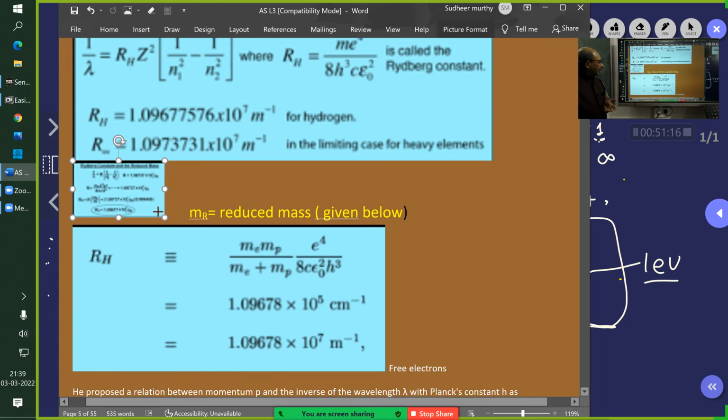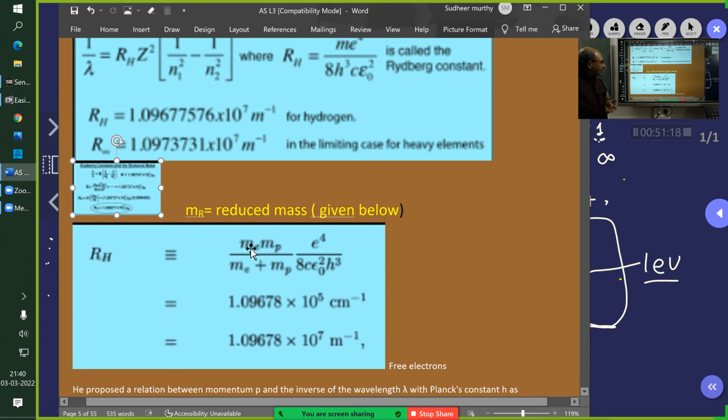The reduction factor or reduction mass. Anyway, so RH will be what? e raised to 4 by 8 c epsilon naught square h cube. This is R infinity, and you multiply it by the reduction factor. Then you are going to end up with the Rydberg constant for hydrogen atom.